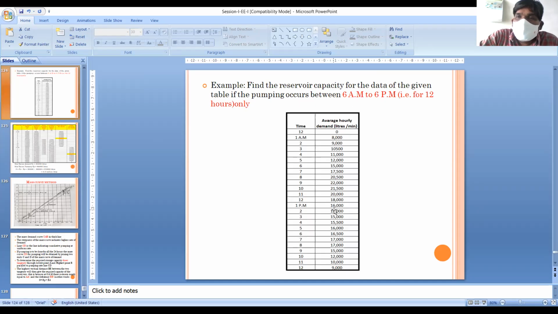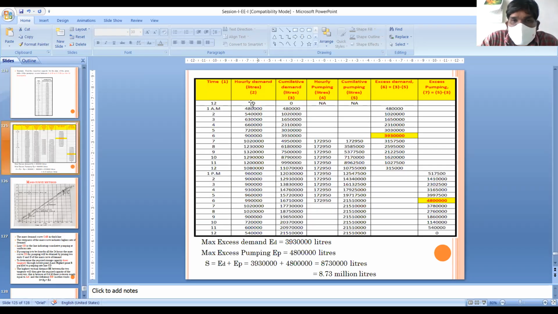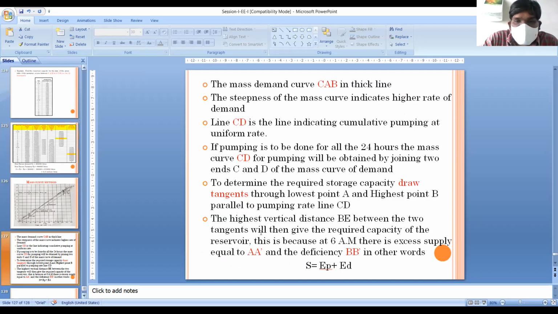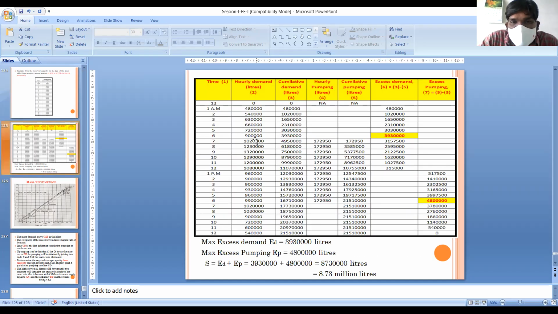To 6 p.m., how can we find out? Simply the same value, hourly demand and hourly cumulative demand. Only up to 6 to 6 we will find out. That is what I mentioned here, 6 o'clock. At 6 o'clock, excess demand. We are only looking for after 6 to 6. Understand? At 6 o'clock, why is hourly pumping different?